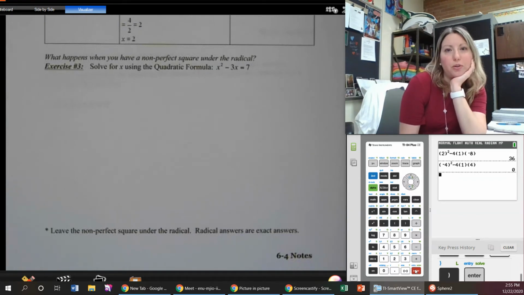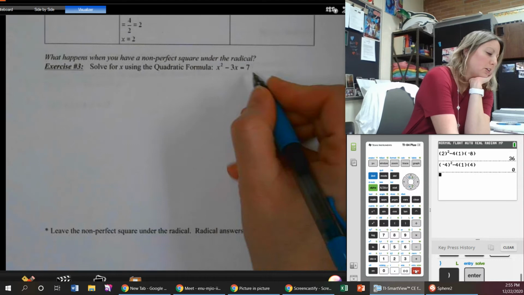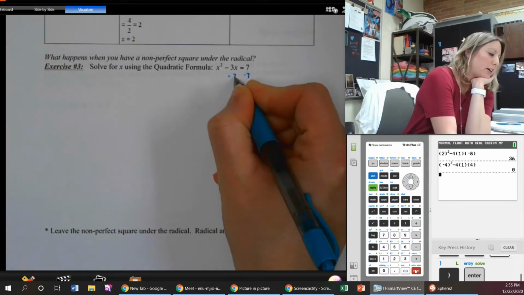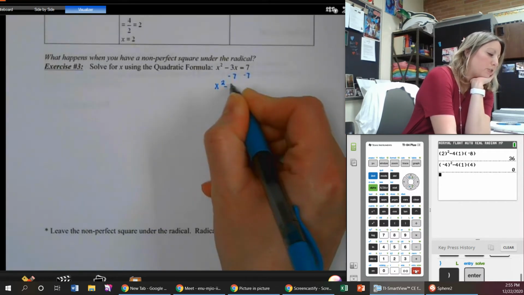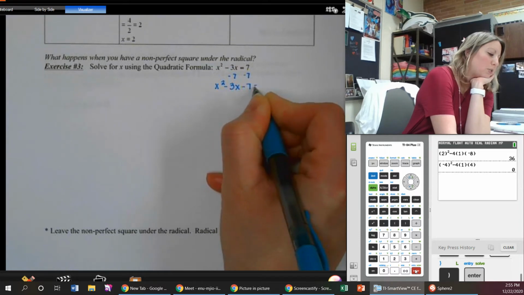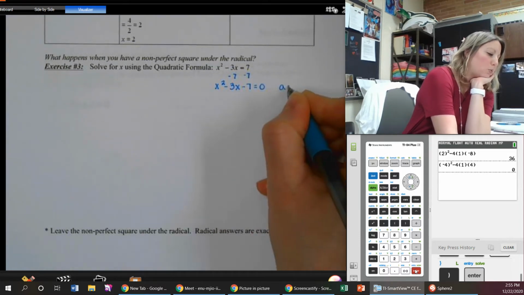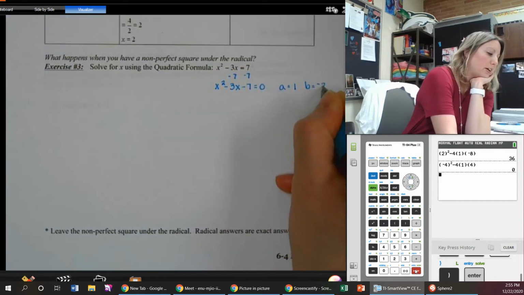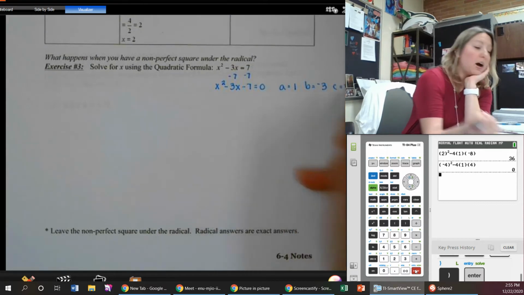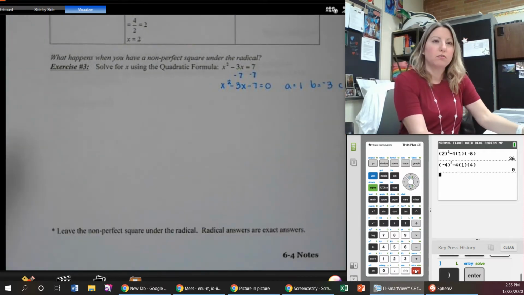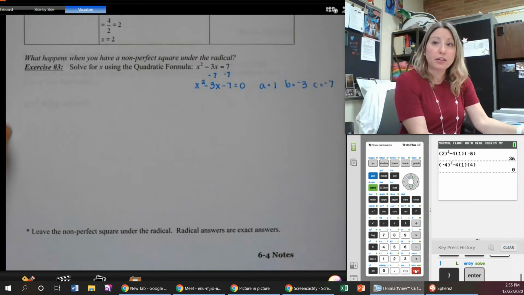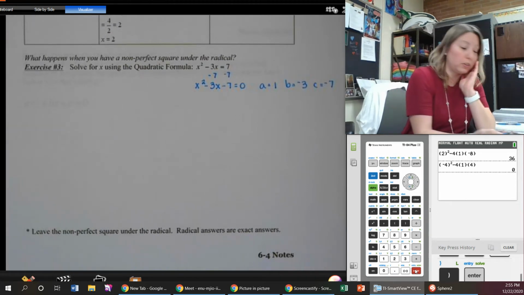In exercise 3, we do not have standard form this time. Of course not. We got to subtract the 7 over. We get x squared minus 3x minus 7 equals 0. Now you can say A is 1, B is -3, and C is -7. So see how it matters? It matters to get that standard form because it matters to get those signs here.